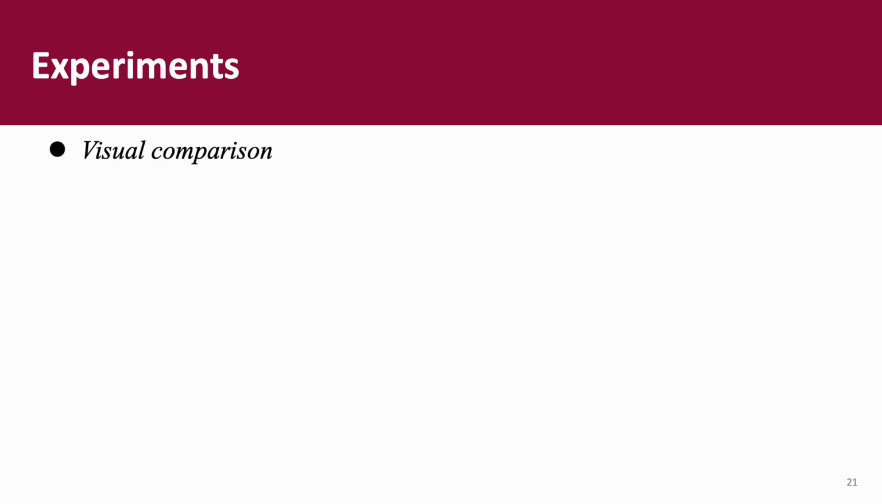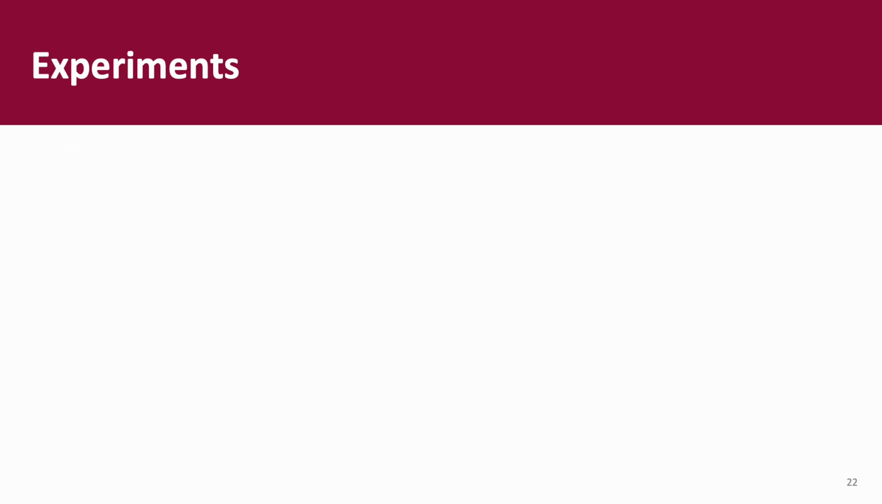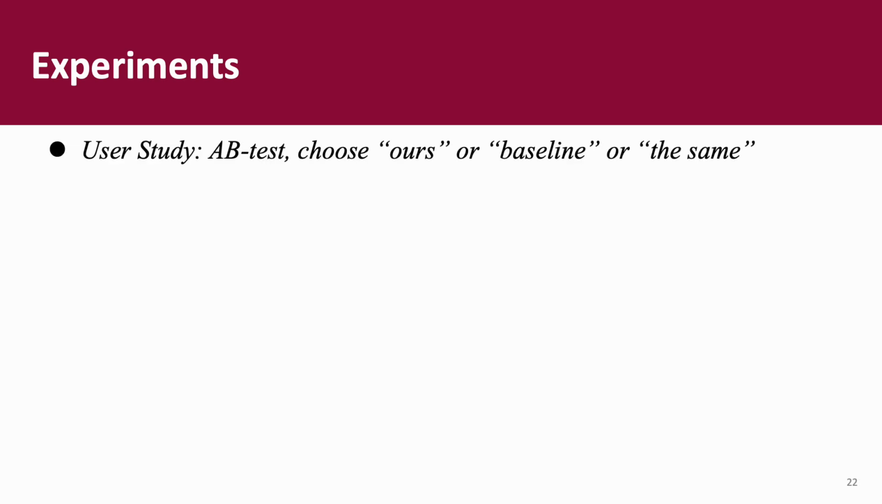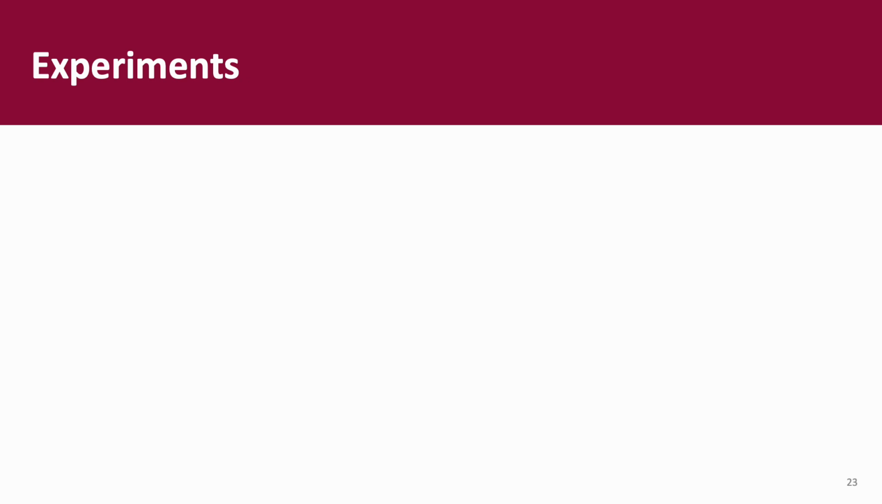Those are the visual comparisons for different methods with our strategy on varying datasets. As we can see, combined with our method, the visual quality is improved. Moreover, we also conduct a large-scale user study. We ask participants to decide which one is better: ours, the baseline, or same. As we can see, our method has a higher ratio of being chosen, showing the visual advantage of our method.